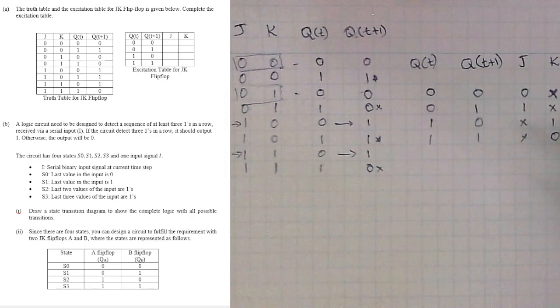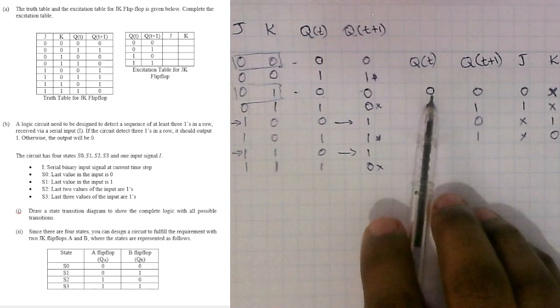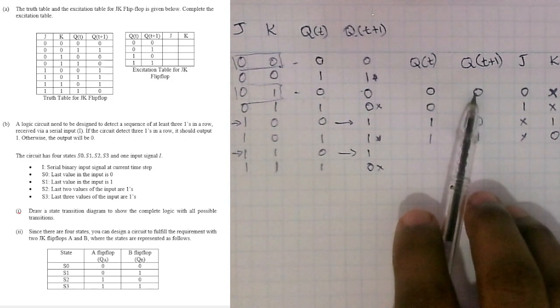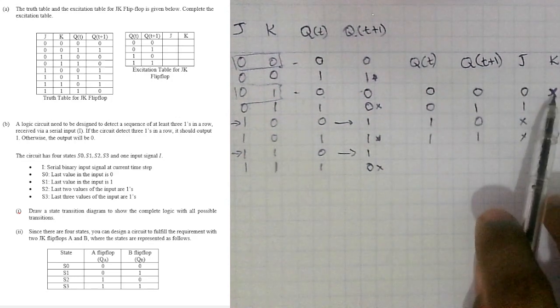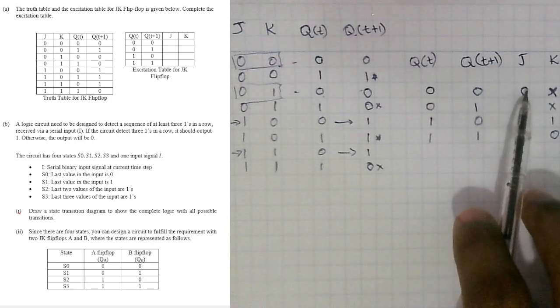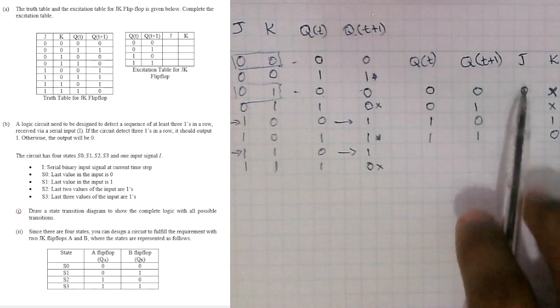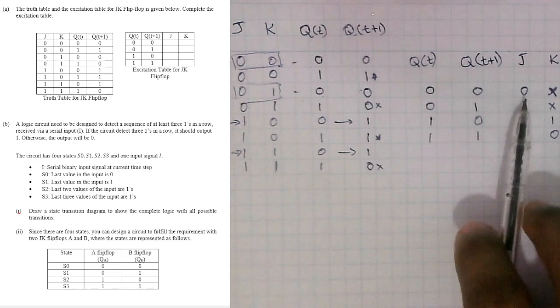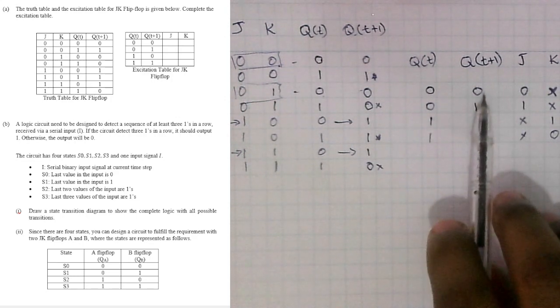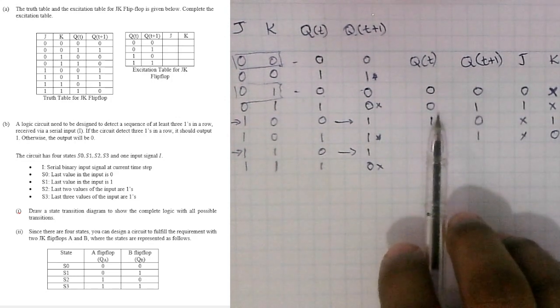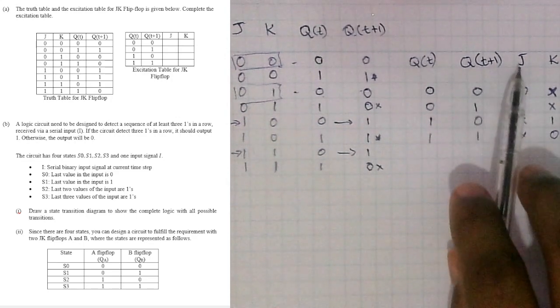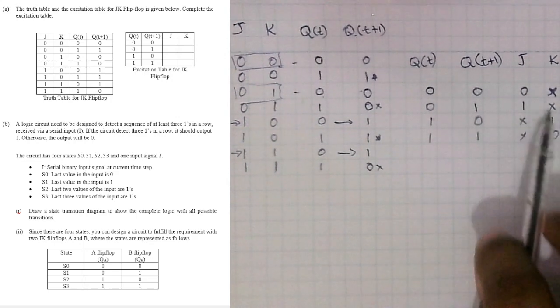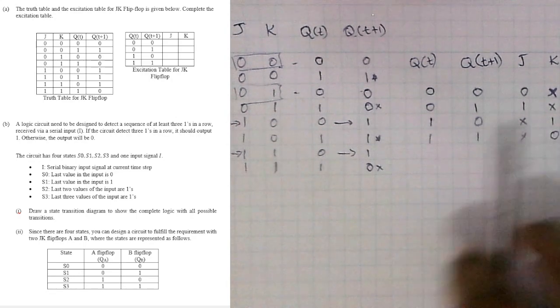Let's see whether it makes sense. If you want to go from 0 to 0, J must be 0, because J is the signal to set, and we cannot set if we need to go to 0. If you want to go to 1, J must be 1. K actually doesn't matter.